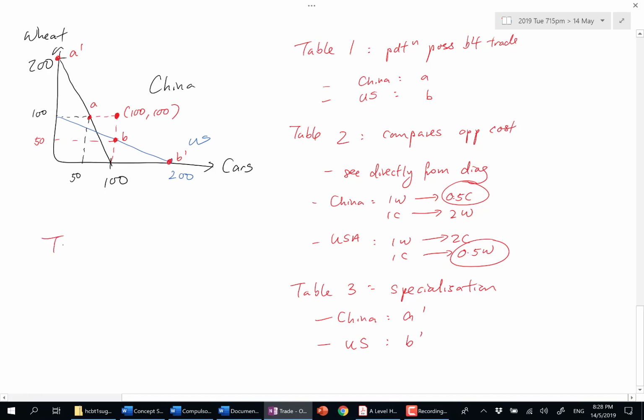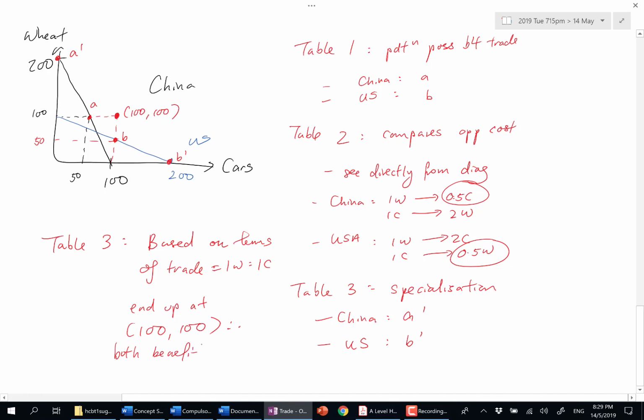Table 3. Based on the terms of trade, which is 1 wheat to 1 cloth, they end up at 100, 100. Both benefit because they're outside the PPC.